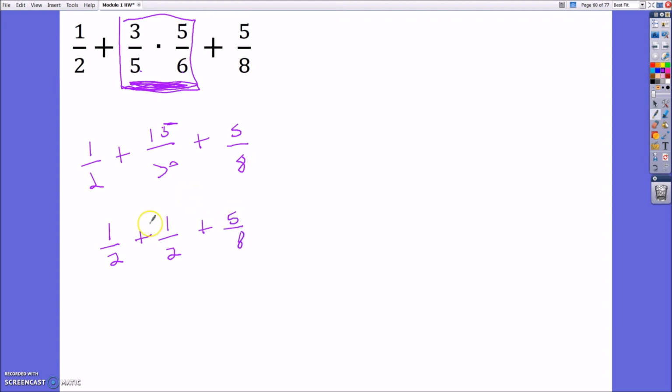Now, there's a few ways to solve this. I see 1/2 plus 1/2. Well, 1/2 plus 1/2 is just 1 whole, plus 5/8. And if you have 1 plus 5/8, that's going to simplify to just 1 and 5/8.